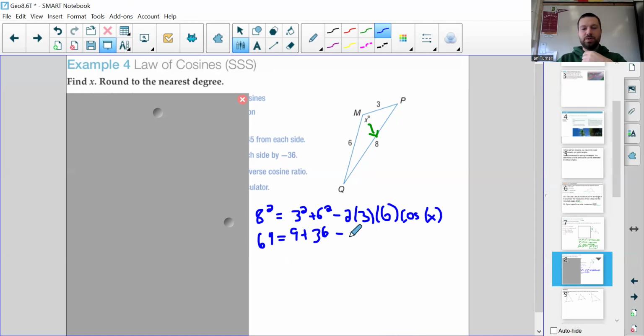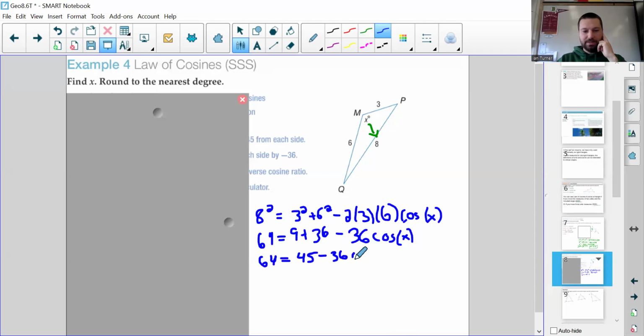Minus 2 times 3 is 6. So 6 times 6 is also 36 cosine of x. You may not subtract that 36. It is still being multiplied towards the cosine here. Okay, so we've got to add these. We get 64 equals 45 minus 36 cosine of x.